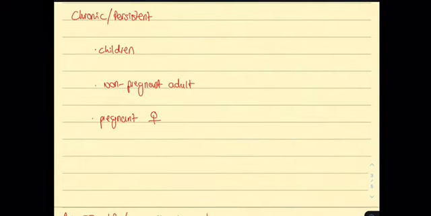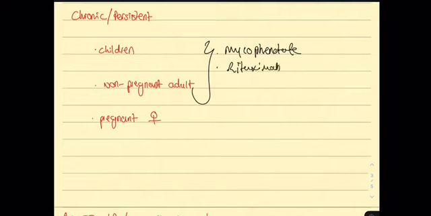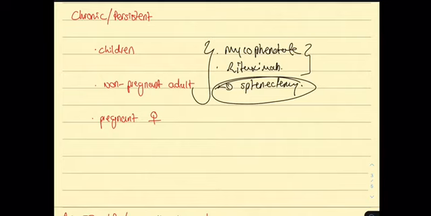In chronic or persistent situations, the hematologist might consider using mycophenolate, rituximab, and as second-line therapy, they might consider doing a splenectomy. In pregnancy, these treatments are contraindicated. So in this case, you would want to use high-dose corticosteroids, IVIG, and also, although you don't really want to do surgery in patients that are pregnant, consider a splenectomy.